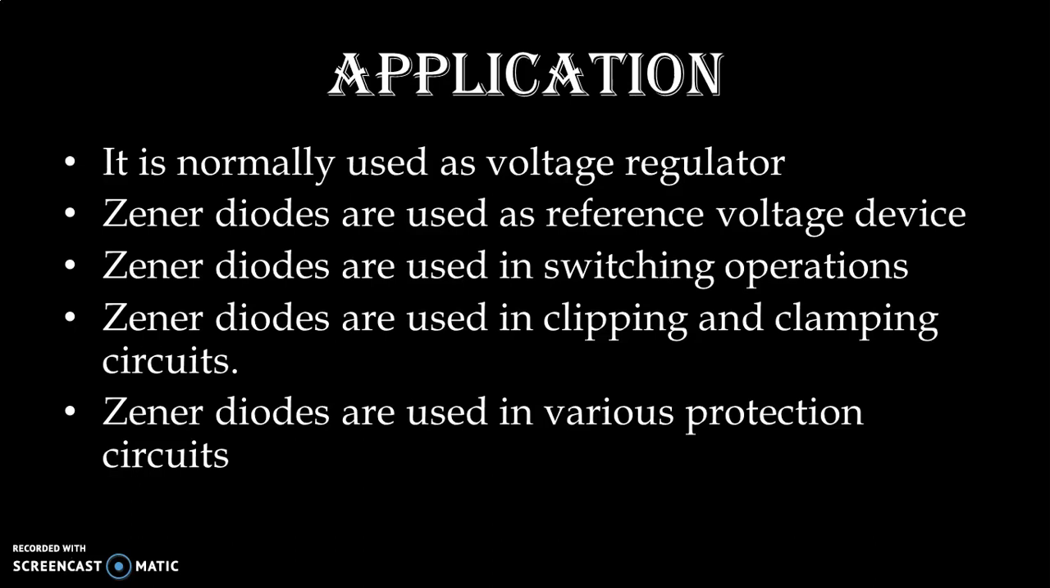From the rectifier, we have output voltage, but output voltage changes with the input AC supply variation. So we use Zener diode to get constant output DC voltage. So this application is very important, and in the next lecture we will see application of Zener diode as a voltage regulator.